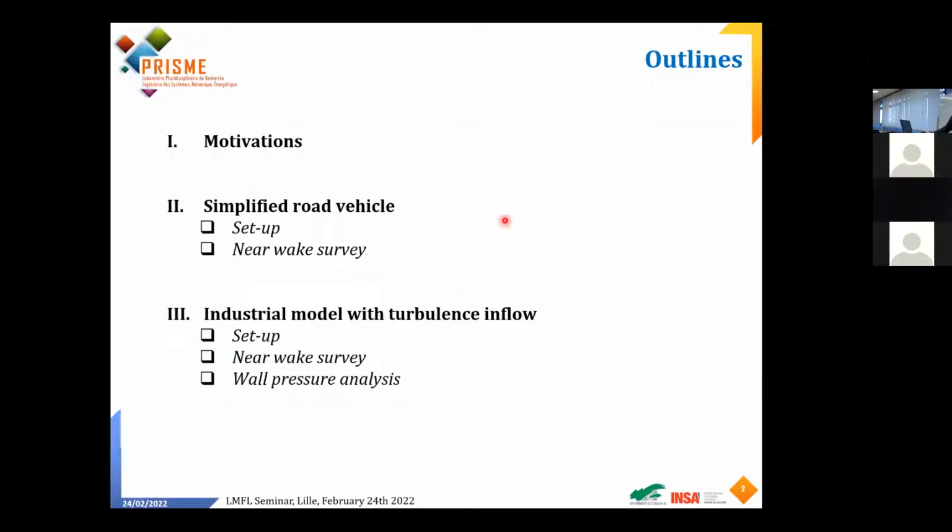My presentation will be decoupled into three main parts. I will speak first about the motivation of the work. Then I will present some results about a simplified road vehicle. It will be a flow around the Ahmed body. You will see it later. And then after I will come to the more realistic part of the study, which is dedicated to the industrial model that we have used, which is the C4 Picasso from Peugeot, where we have also imposed some inflow conditions with turbulence inside. So most of the work has been done using experiments, but I will show also some numerical results.